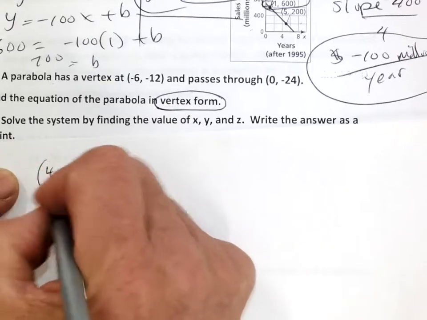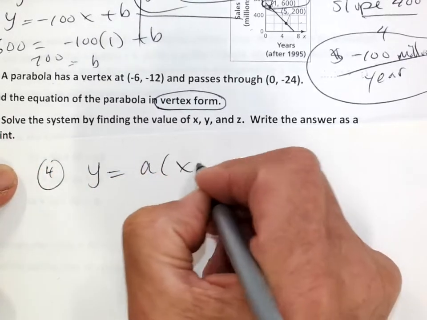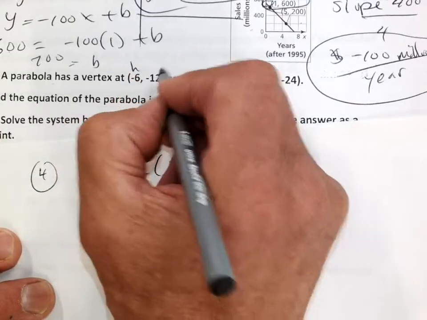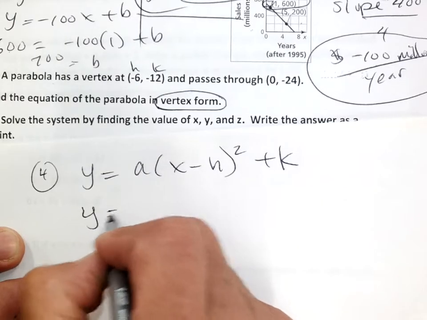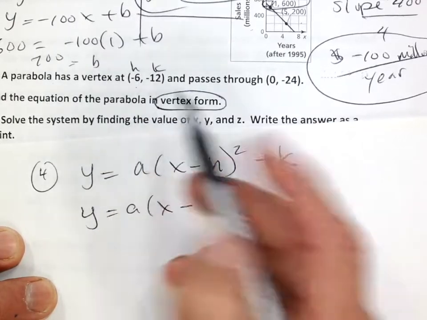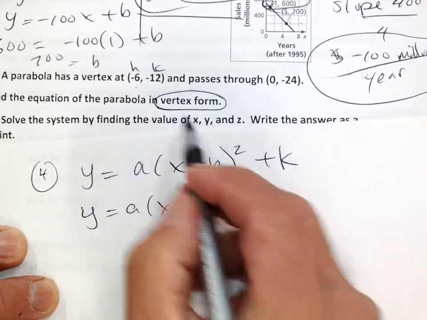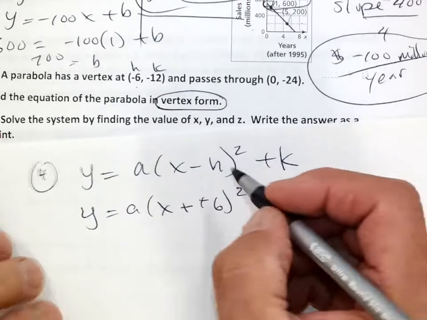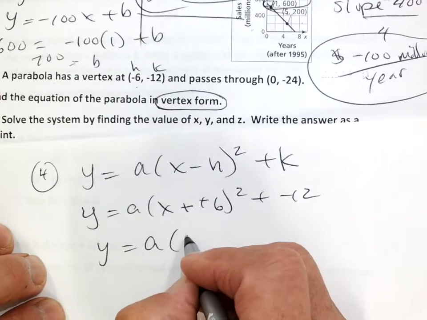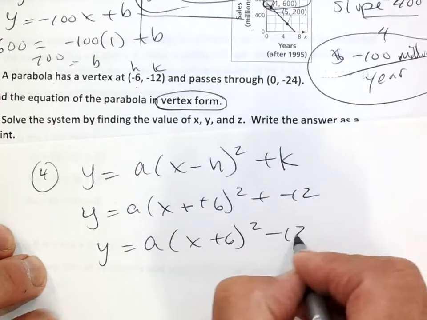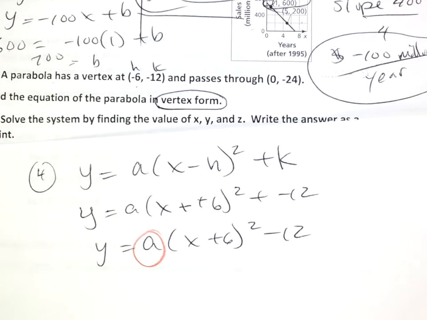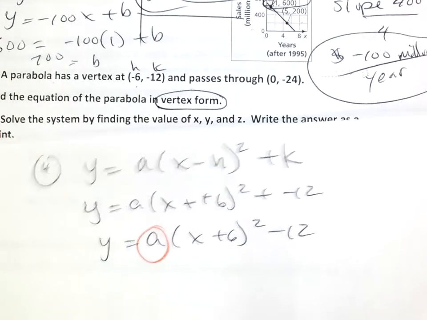Vertex form, number 4. I'm going to go y equals a times (x minus h) squared plus k, right? All right, now, here's my h and my k. So I'll go y equals a times (x minus negative 6) squared plus k, which is negative 12. Let me simplify a little bit. Double negative, plus, right? So I really got y equals a times (x plus 6) squared minus 12. Now, if I can find out what the value of a is, let's plug it in. Now, if I'm going too fast, don't forget you can pause me, think about it and start. But I'm just going to get this done.